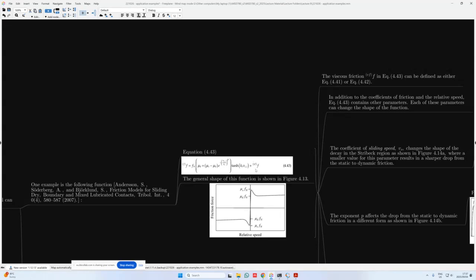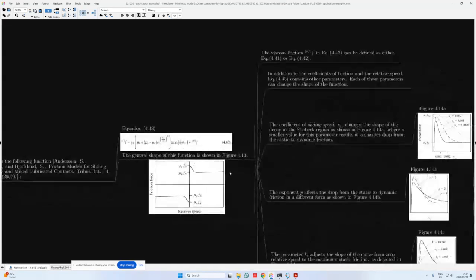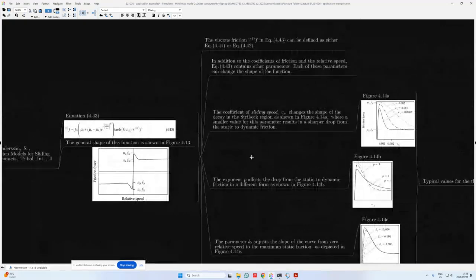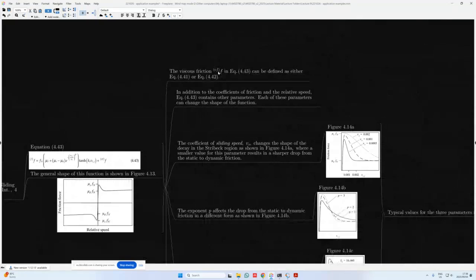The last term is the viscous friction, which is broken up from the Coulomb friction that we consider in this first part. The general shape of this function is then also shown in this case. So here we can see we have a bit of a rounding over here as it goes from dynamic to static, or into this very short relative speed range over here. Now, the viscous friction F^vf in equation 4.43 can be defined as either equation 4.41 or 4.42 that we looked at earlier.